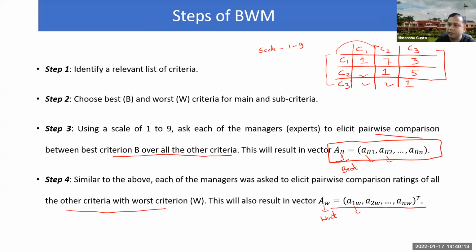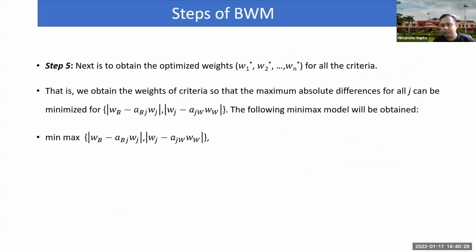So we do not require this full pairwise comparison matrix. We require the pairwise comparison in terms of these 2 vectors only. So that is the major advantage of using the best worst method, that with lesser data we are able to achieve more results.